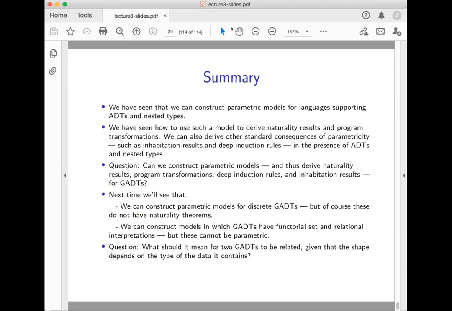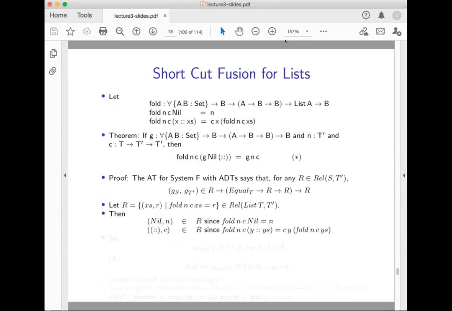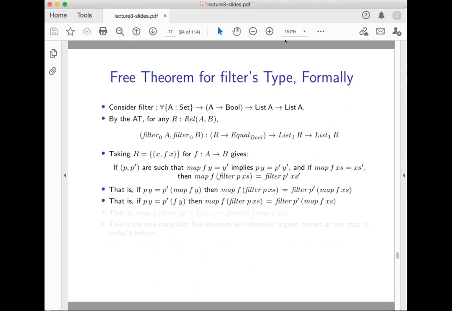The first one is from Alex. Alex, feel free to follow up if you need to, but he says, is it the case that to instantiate the abstraction theorem for filter, we take F A to be A arrow times list A? Well, basically his question is, does it matter that F uses A contravariantly?